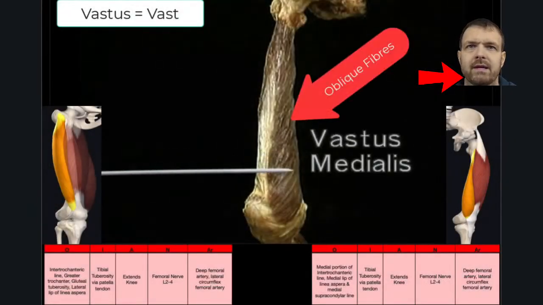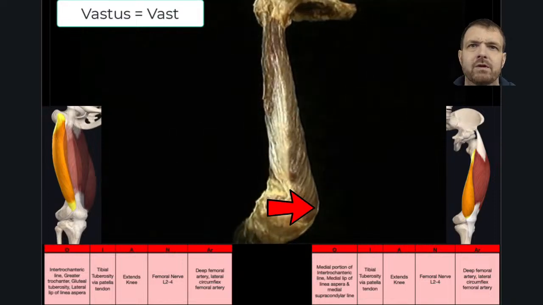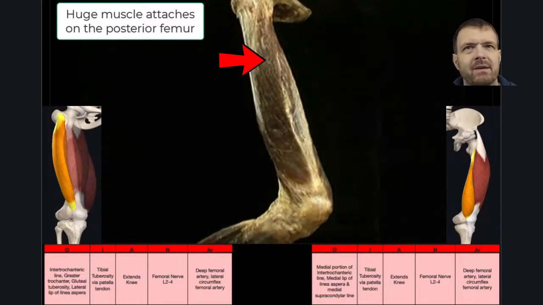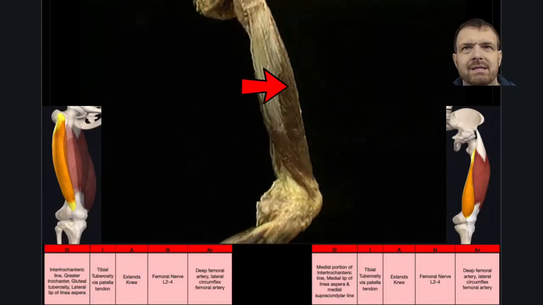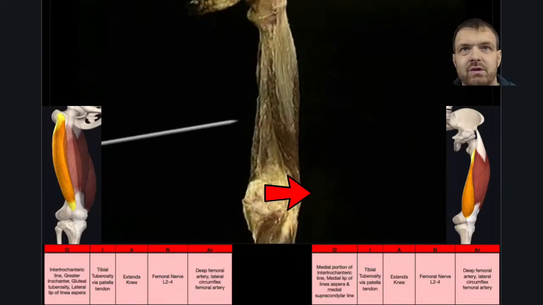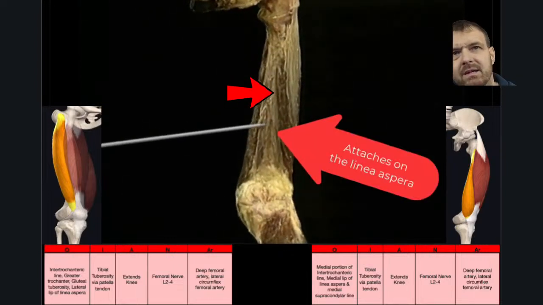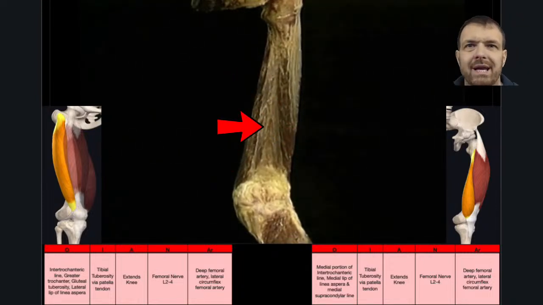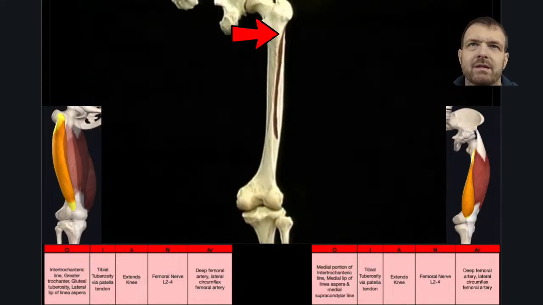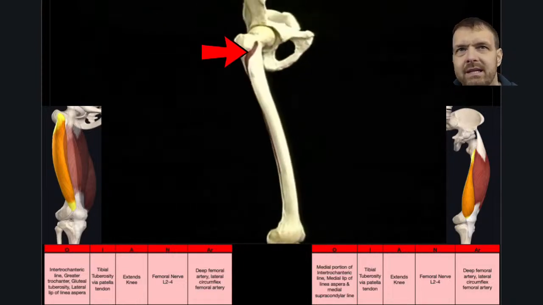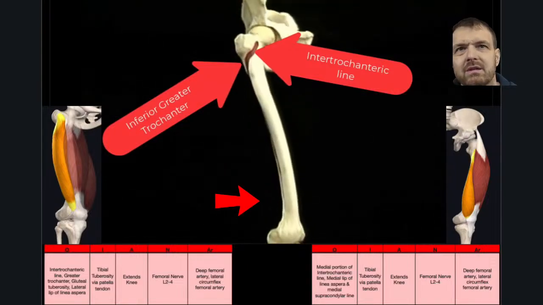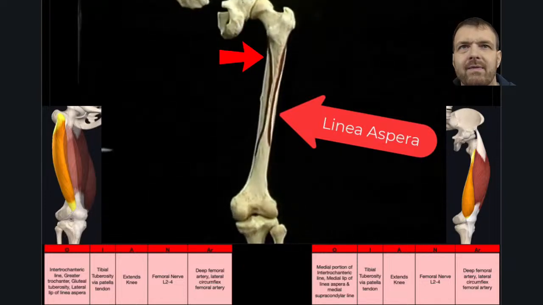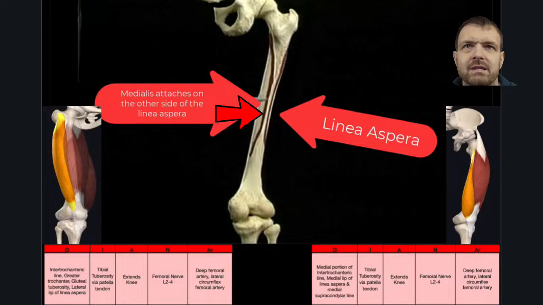Okay, so here we go. There's your medialis, just in there, and then there's the lateralis just there. And again, I think we underestimate how massive this muscle is. Look at it, it's absolutely huge, wrapping all the way around onto the back of the femur. And there's medialis. They're nearly wrapping around the whole leg. There we go. There's the intertrochanteric line, and then it comes around and down that linea aspera, just there. And then there's the other one. Look how close they are to each other.